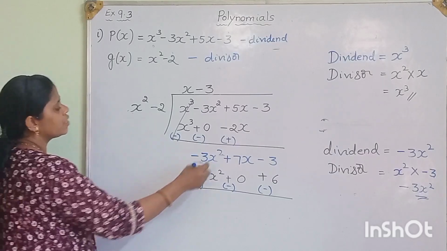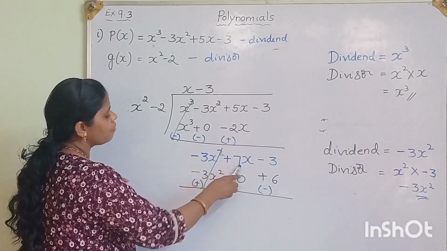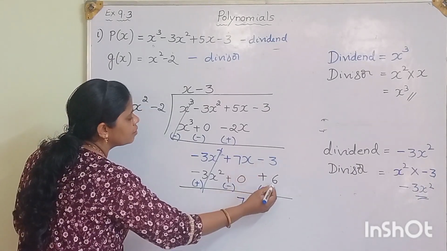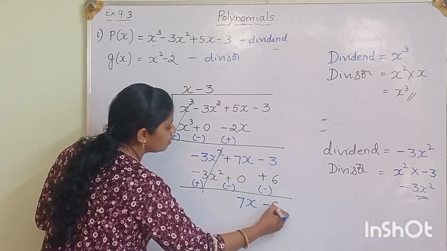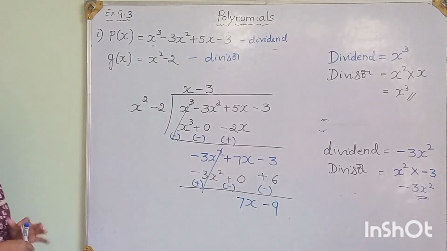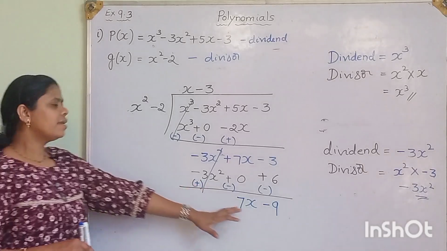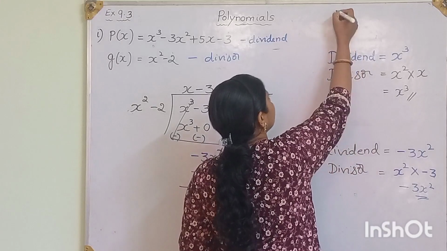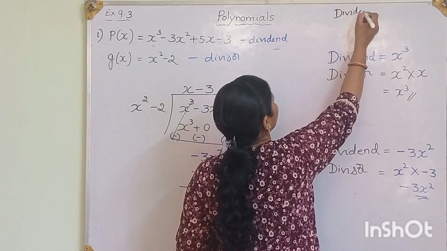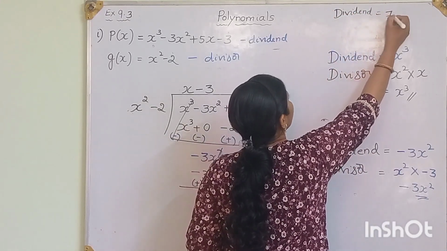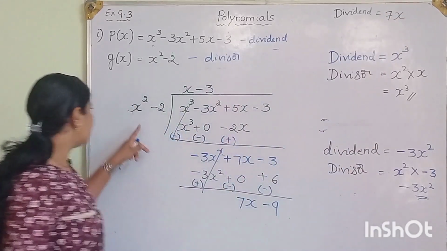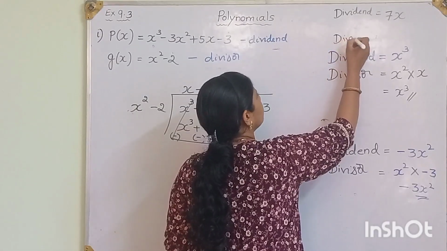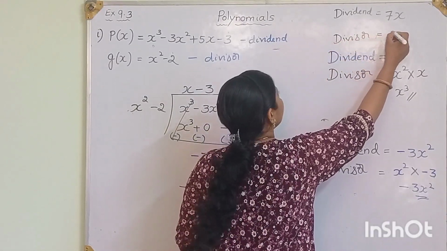Minus 3x square plus 3x square will get cancelled. Plus 7x minus 0 is 7x. Minus 3 minus 6 is minus 9. So 7x minus 9. Now again, which is the first term in the dividend? That is 7x. And the first term in the divisor is x square.